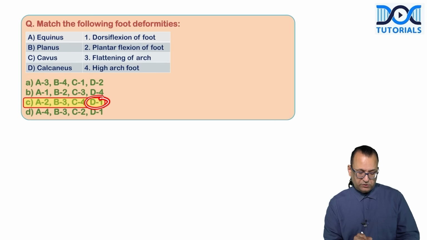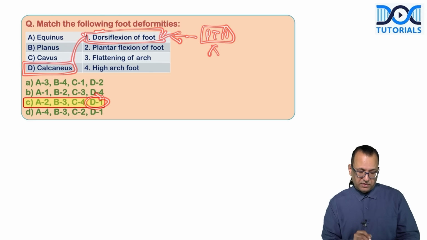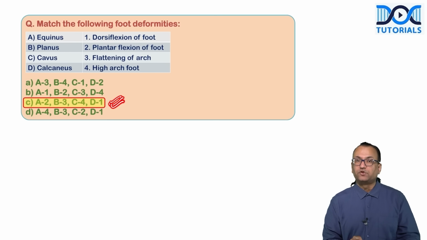And D is 1, means calcaneus. The patient is walking on the calcaneum, that is the heel bone, so that the toes are pointing upward towards the roof or towards the sky. So exaggerated dorsiflexion, as I told you, could be happening in posterior tibial nerve injury. Plantar flexors are not working, so dorsiflexors become more powerful. That is why we keep our answer as choice number C.